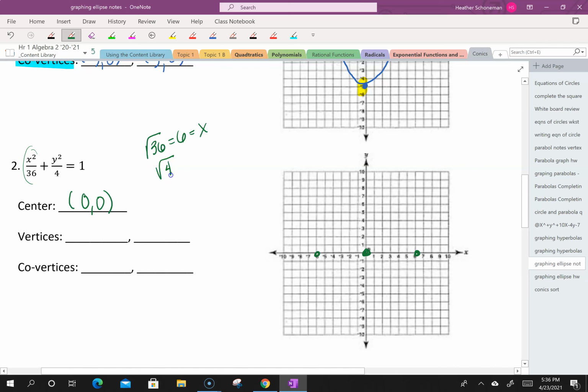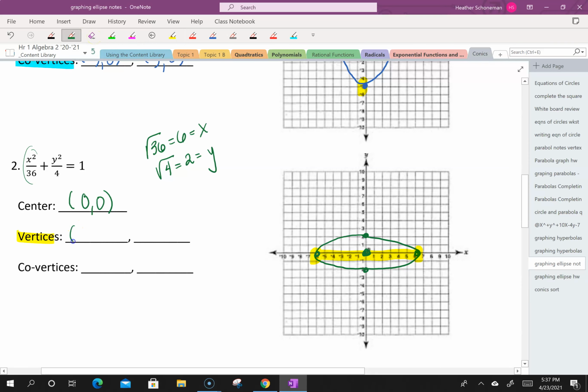Under the y, we have 4, and the square root of 4 is 2. So that's going to control how much we go up or down on the y. Connect your 4 points, and there's your ellipse. Now remember, the vertices are on the major axis, the longer one. So it's not always the top and the bottom, it's on the longer one.